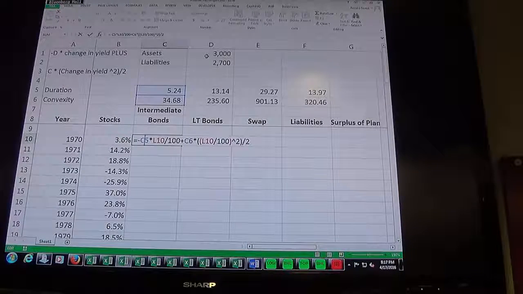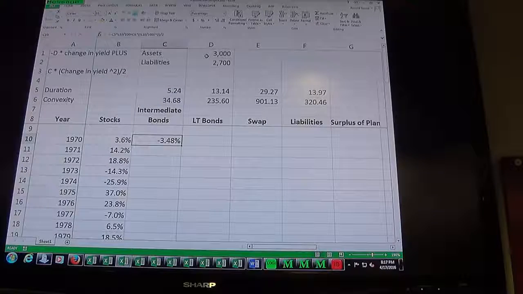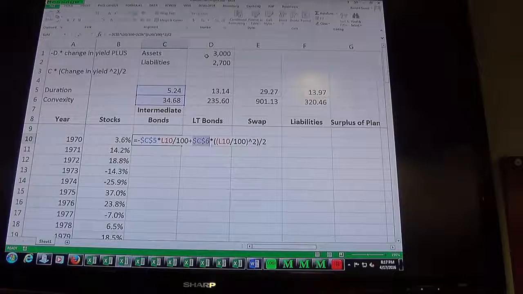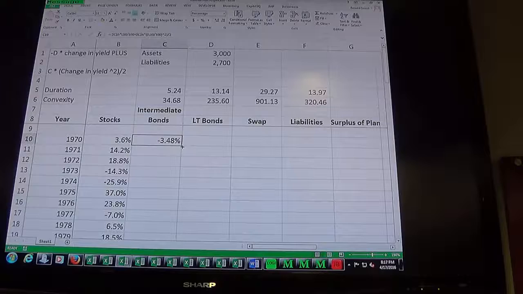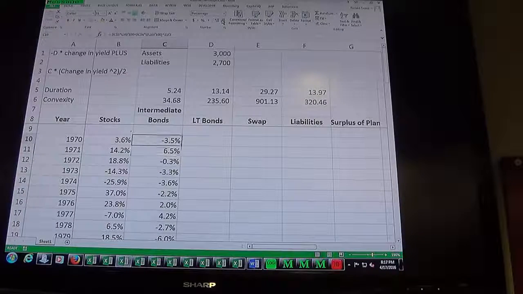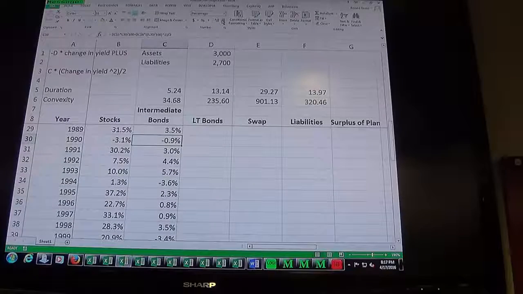So minus duration times the change in yield, you have to divide by 100, plus convexity times the change in yield squared divided by 2. Let's lock something in. Lock that in. That's everything locked in. So there's my bond returns. Let's see if we did it right. 1994 should be a negative number. Let's see if that's the case.